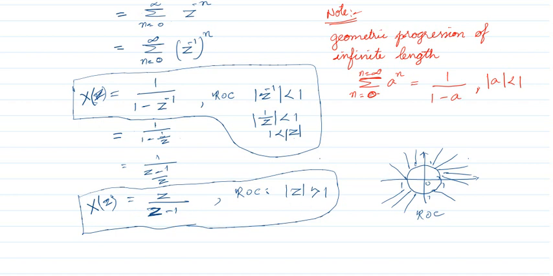So as I said earlier, if this is the z plane, this is the real part of z, and this is the imaginary part of z. If this is the unit circle, what is the ROC? Magnitude of z should be greater than 1, which is why these blue radial lines extend beyond the unit circle. So this is the ROC diagram. This is also very important.